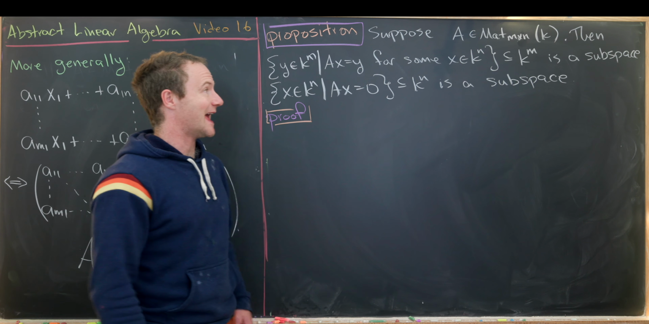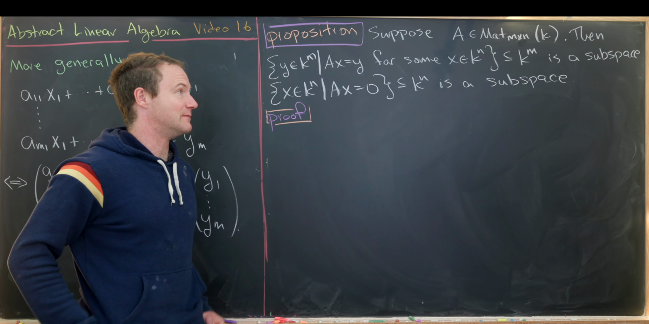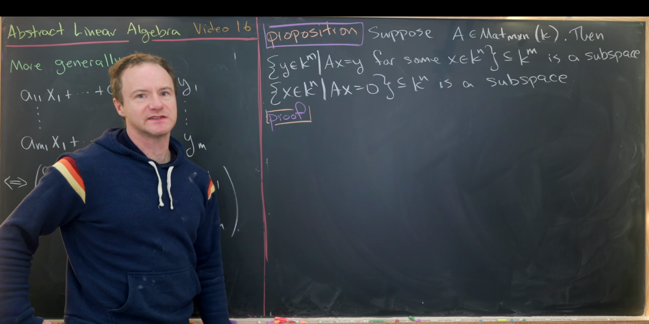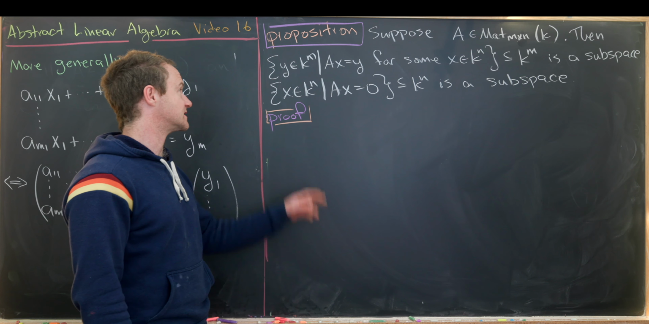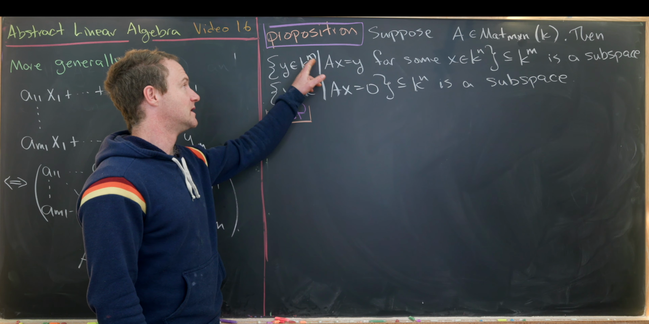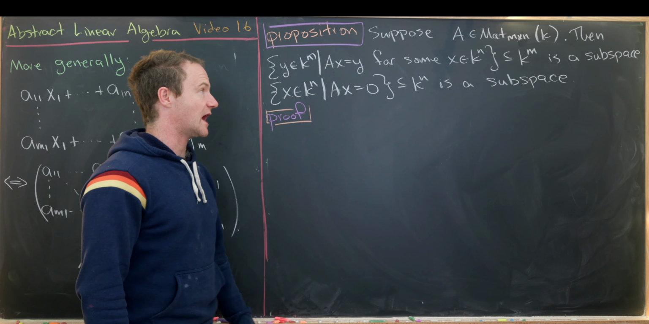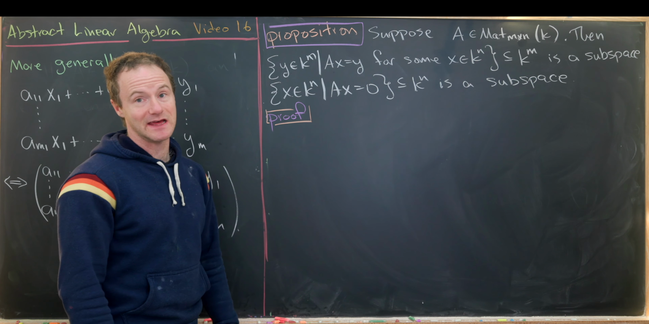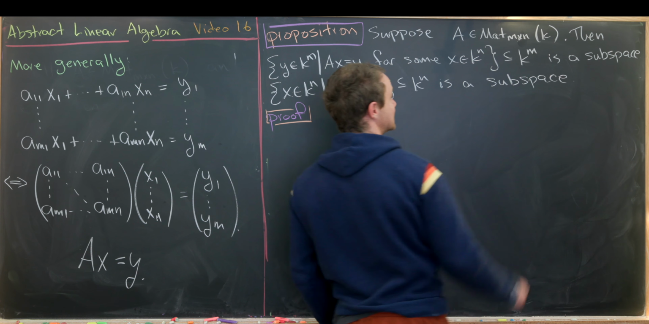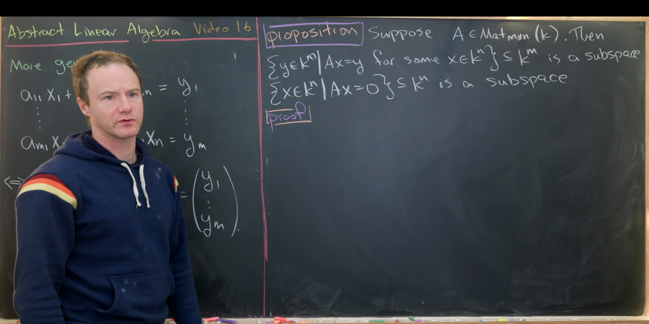So let's suppose that A is an m by n matrix. Then the following two sets are subspaces in their parent vector spaces. So this first set is all y in K^m, such that Ax equals y for some x in K^n. So that's going to be a subset of K^m, and it's in fact a subspace, which is what we'll prove.